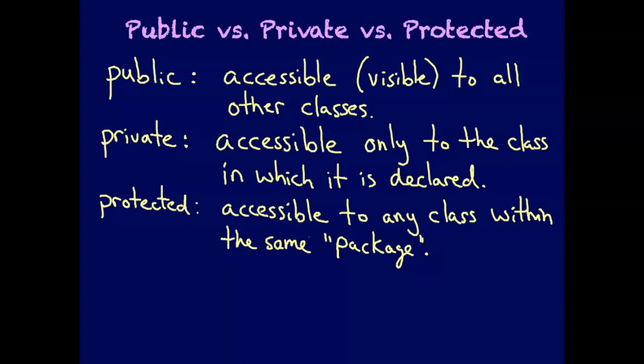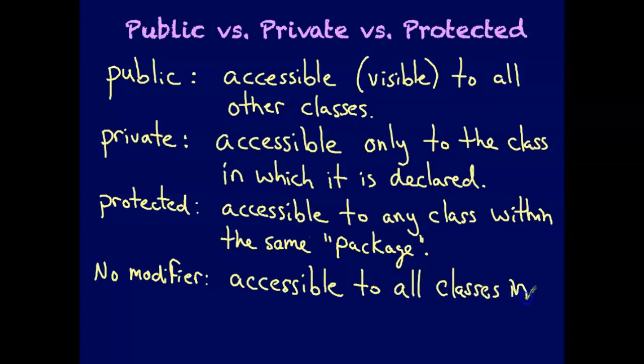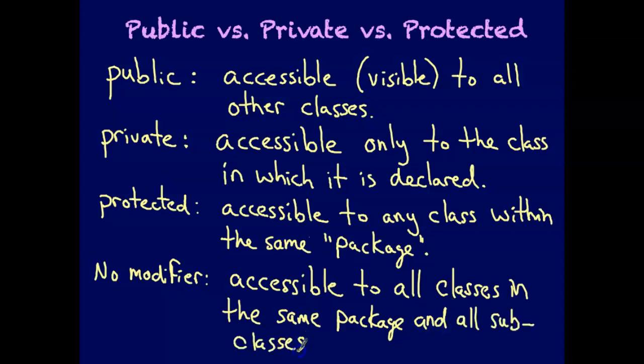You can also have no modifier, in which case the accessibility extends to every class in the package and all what are called subclasses. Again, that's new, so don't worry about that. I just want to have this as a reference for later, so that when this makes sense, you can come back and refer to it. So accessible to all classes in the same package and all subclasses. And those are our accessibility modifiers. There are only those three.